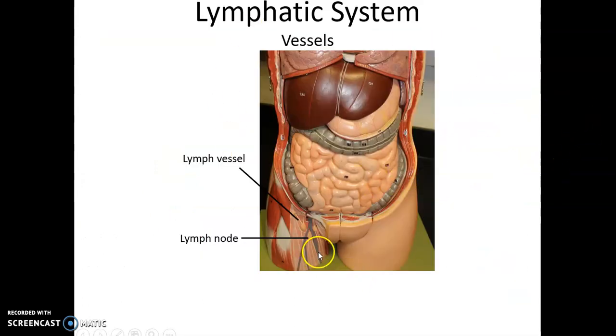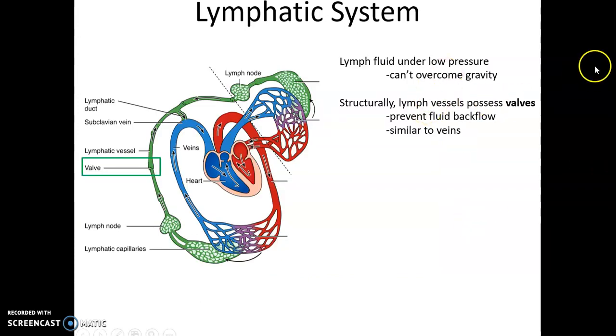On our models, you'll see locations where we have these lumps. These lumps are the lymph nodes, and the lines connecting those lumps are the lymph vessels or lymphatic vessels. The lymph fluid within the lymph vessels operates under low fluid pressure. Pressure is so low that it cannot overcome gravity.